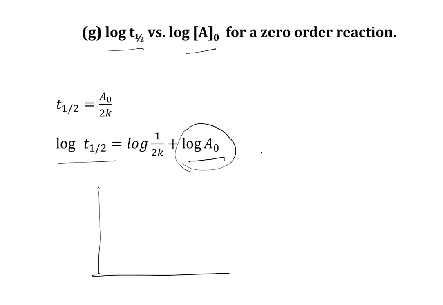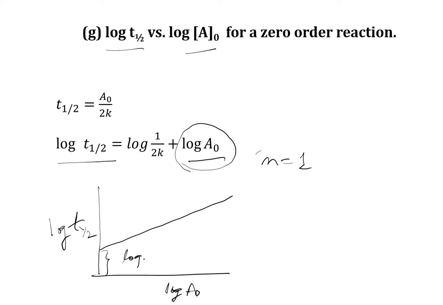Here the slope m is 1, and the intercept is there. So this is the log T half, and this is your log A0, and the intercept from the figure is log of 1 by 2k, and the slope is 1. Slope is 1, right? So this is how we deal with this expression, starting from the known expression for T half.